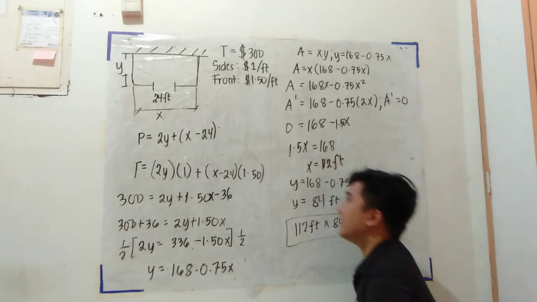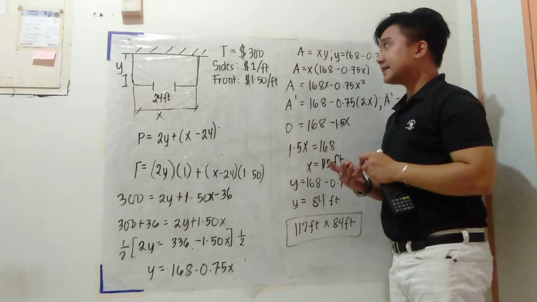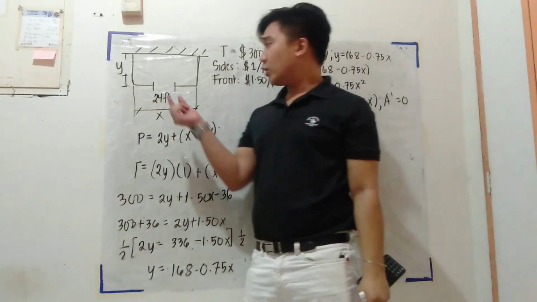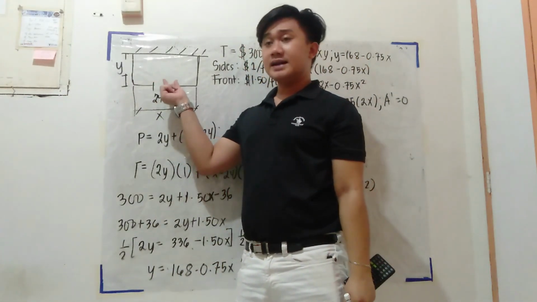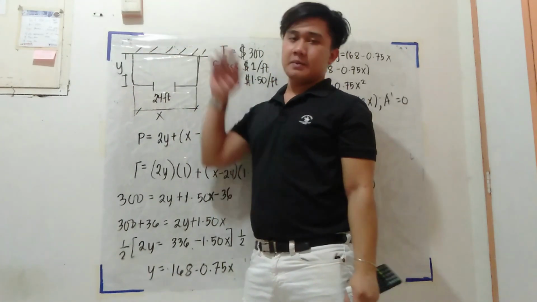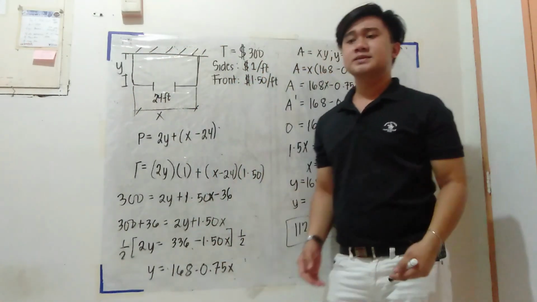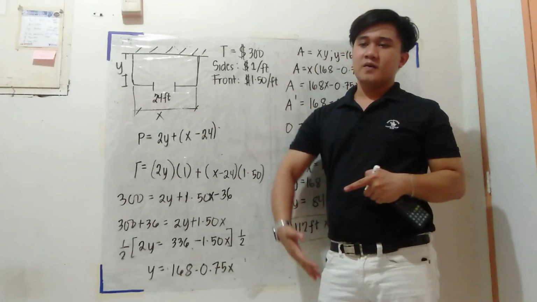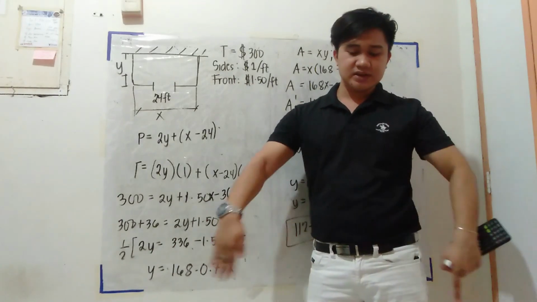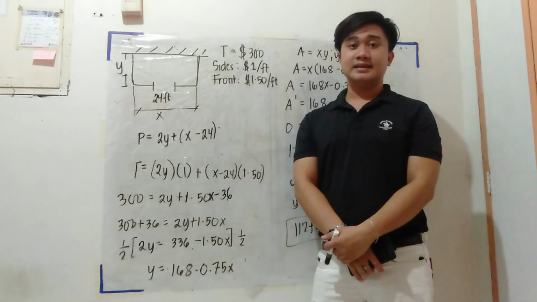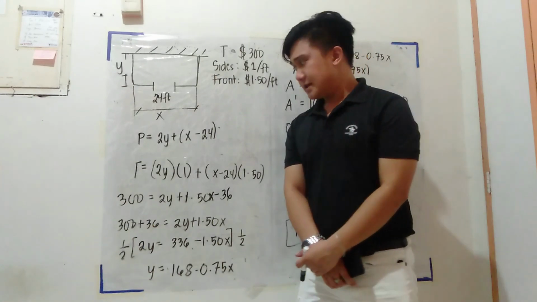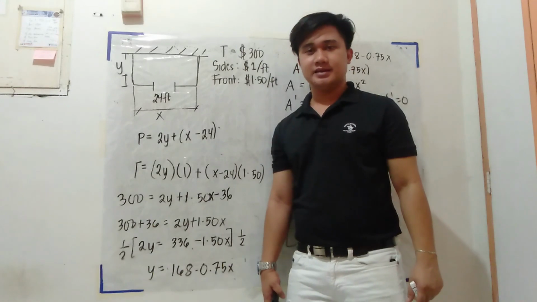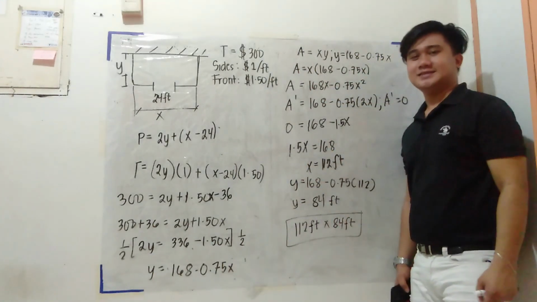So, ganitong kalaki yung lote na mababakuran natin sa halagang $300 kung saan yung lote na yan ay may opening na 24 feet at kung saan ang isang side ay nasa river. Madami pong ganitong types ng problems. It's either nasa side ng river, nasa side ng highway, or yung isang side laging hindi mo babakuran kasi boundary na po. Okay? So, just comment down kung hindi nyo na-gets yung problem and i-re-explain ko sa inyo. So, please copy.